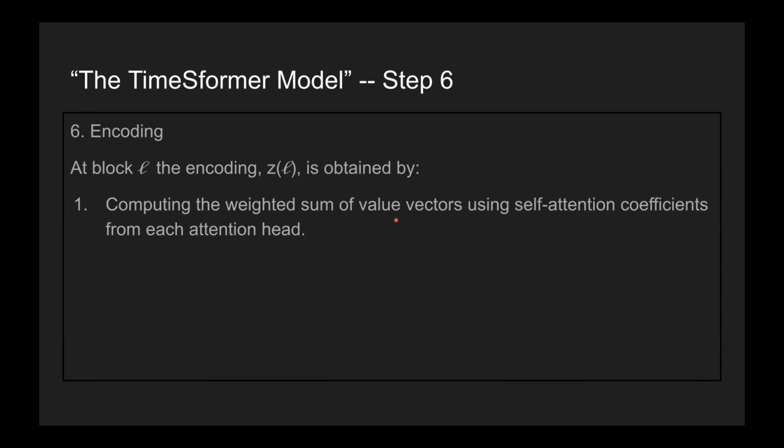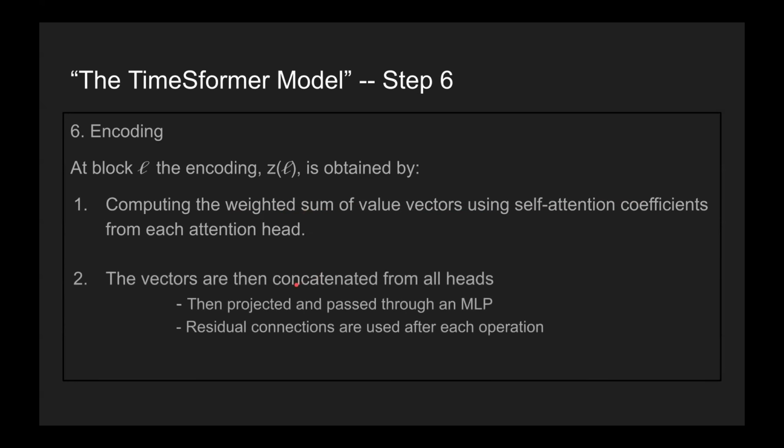And from here on out, I'm just going to blow through it because this is something that we've already seen in every other transformer. So at each encoding block l, the last slide was us computing these self-attention coefficients. So we compute the weighted sum of value vectors, and then from there it passes to the MLP.